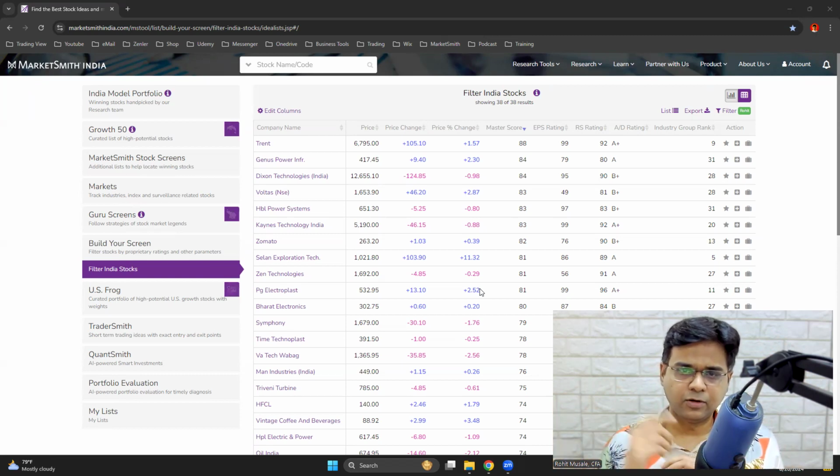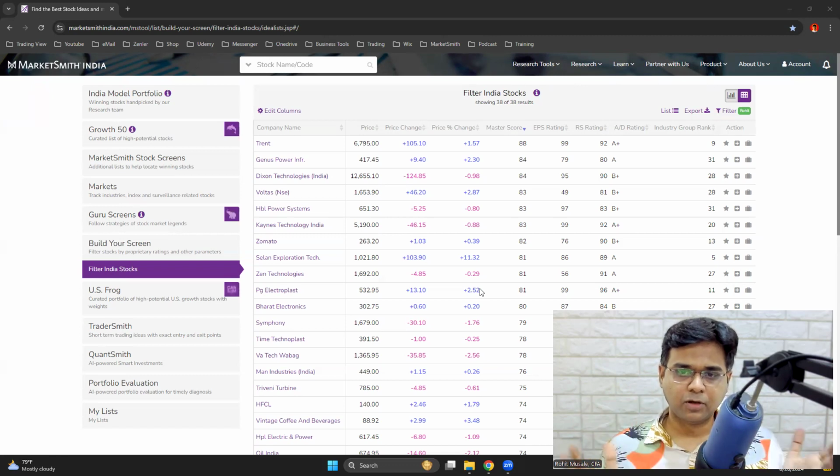So, as you can see on the screen, this is the MarketSmith India website. And what MarketSmith India does is that they divide the entire stock market into total 197 industry groups, not industries. They have done this in the US market, and now they have applied the same concept to the Indian market, which comes to Indian investors or traders as a blessing.